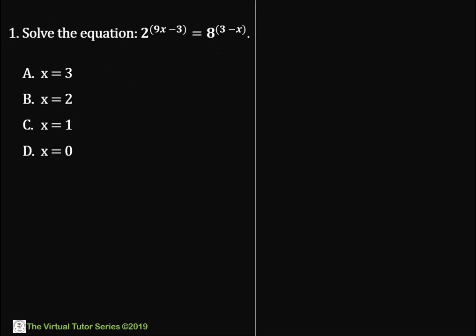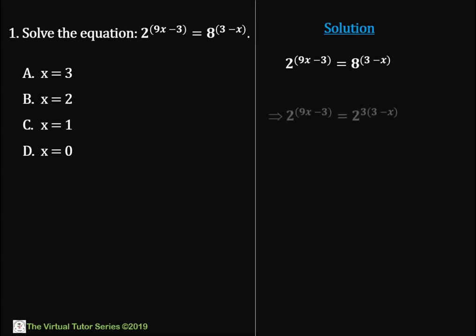Question 1. Solve the equation 2 raised to the power (9x - 3) is equal to 8 raised to the power (3 - x). Solution. We have 2^(9x - 3) equal to 8^(3 - x). Now, we need to reduce both sides of the equation to the same base before we can set the exponents equal to each other. On the right-hand side of the equation, 8 can be reduced to 2 exponent 3.